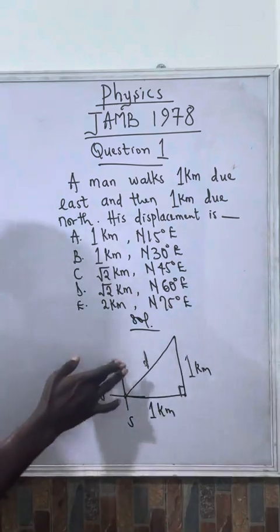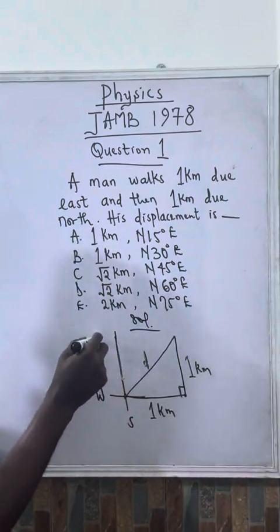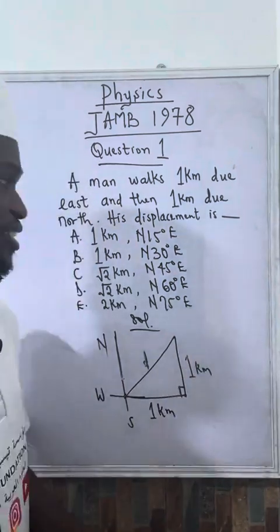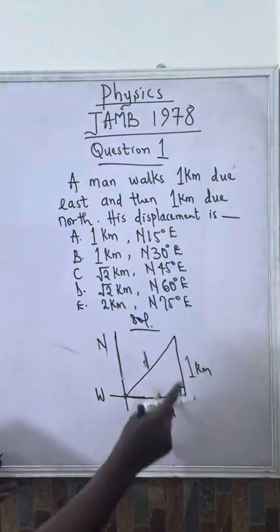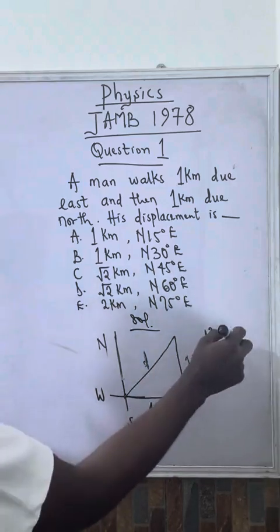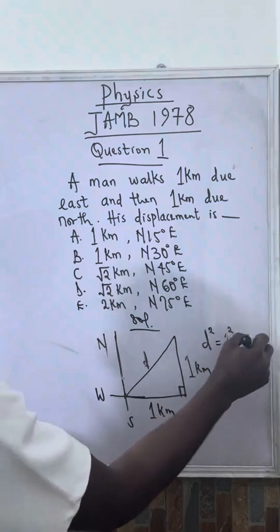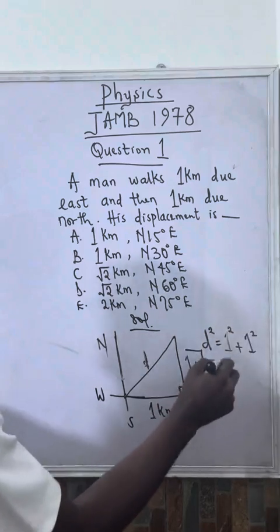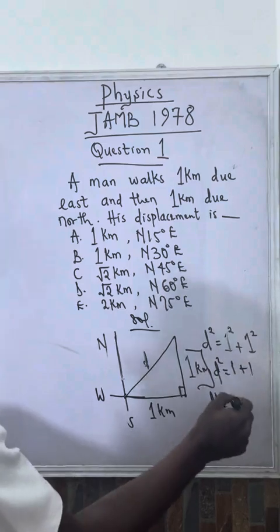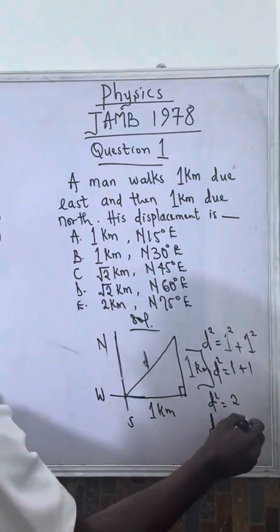Let me move up and draw the north direction. Now, to calculate this, I can simply use the Pythagoras theorem. You know that this is the hypotenuse. That means d squared will be equal to opposite squared plus adjacent squared. This is 1 squared plus 1 squared. So d squared will be equal to 1 plus 1, which is 2. Take the square root of both sides. D will be equal to square root of 2 kilometers.